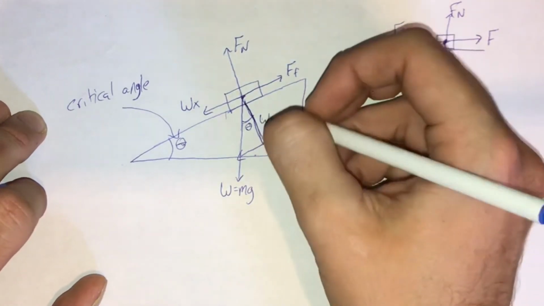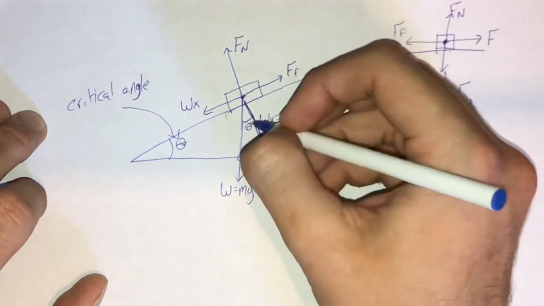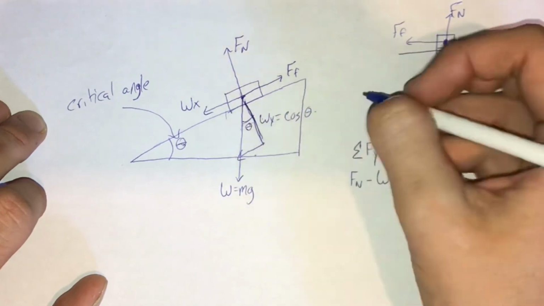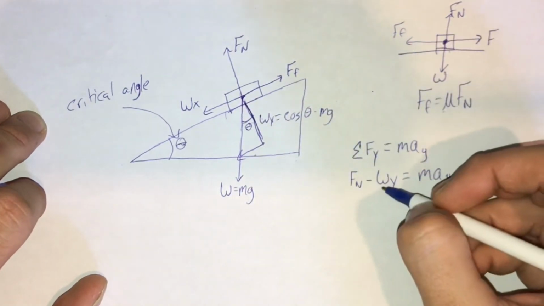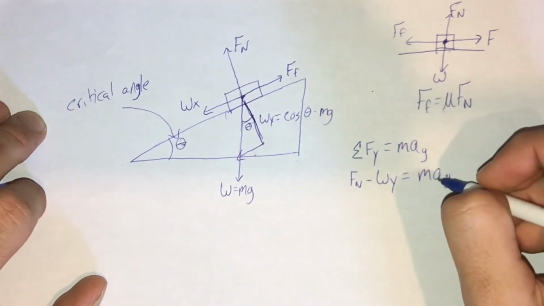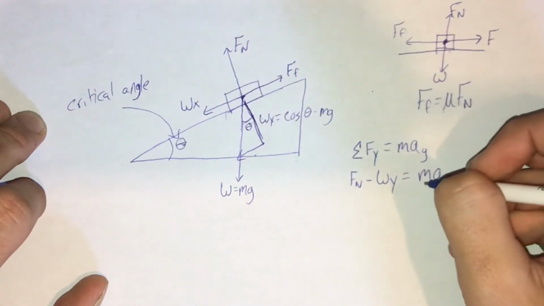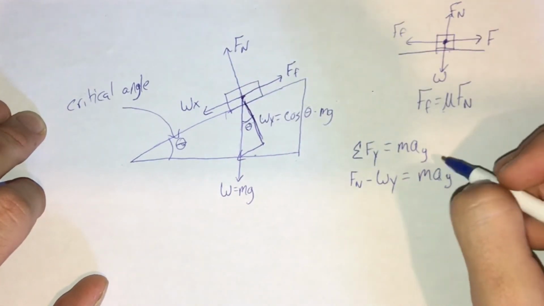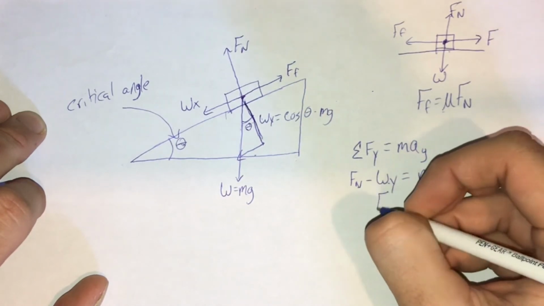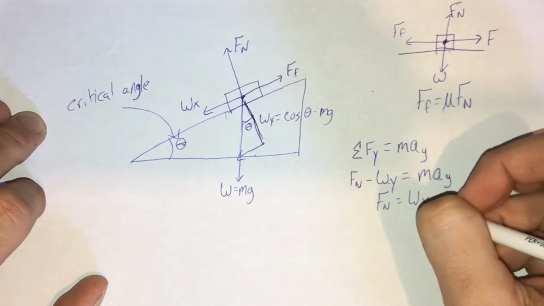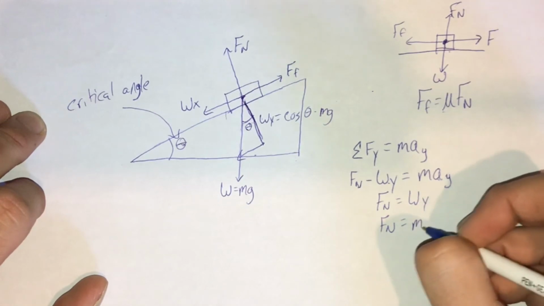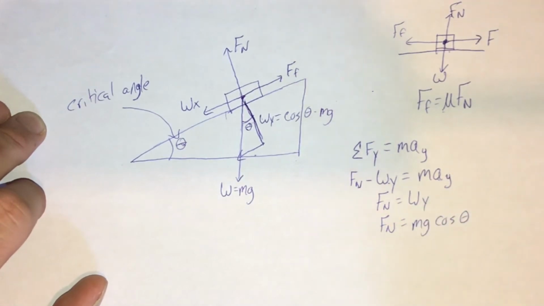Now remember that the y component of weight is adjacent to this angle theta here, and so we can write it as the cosine theta times the weight, which is mg. So the y component is really mg cosine theta. Because the object is not accelerating in the y direction, we know that the right side of this equation is 0, and so the normal force minus the y component of weight is 0, or the normal force is equal to the y component of weight. And the y component of weight is mg cosine theta.